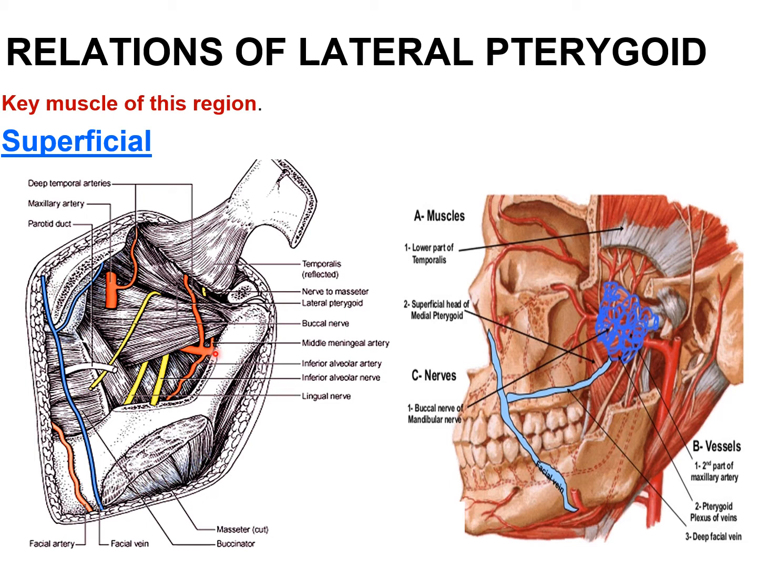It runs upwards. The second part of the maxillary artery can sometimes cross superficial to, or it may pass deep to the lower head of lateral pterygoid muscle, and then it dips between the two heads of lateral pterygoid muscle, and then it enters the pterygopalatine fossa through the pterygomaxillary fissure. So the superficial relations of lateral pterygoid muscle are the masseter muscle, the temporalis along with the ramus of mandible, and the superficial head of medial pterygoid muscle. The maxillary artery may pass superficial or deep to the lower head of lateral pterygoid.